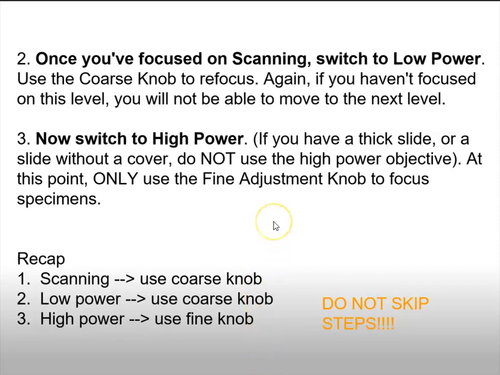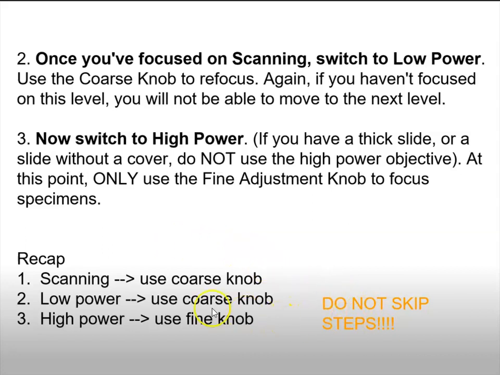Once you switch to the low power, you can use the fine focus. You may have to use a little bit of the coarse focus knob, but then you can use the fine focus to get the focus just right, and then you can switch to the high power. But at the high power, you only want to use the fine focus knob. You don't want to use the coarse because it moves too quickly, and the lens is going to be really close to the slide. If you move it the wrong way, you could run the slide into the lens and break something, so we don't want to do that.